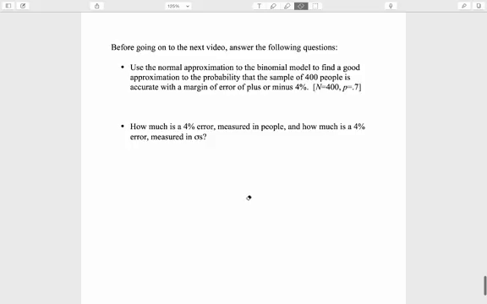Before going on to the next video, answer the following questions. Use the normal approximation to the binomial model to find a good approximation to the probability that the sample of 400 people is accurate, with a margin of error of plus or minus 4%. And then, how much is a 4% error measured in people? We actually already found that. And how much is a 4% error measured in sigmas?